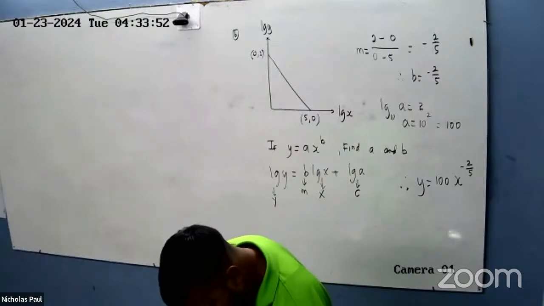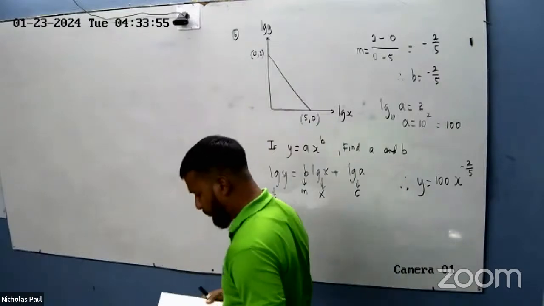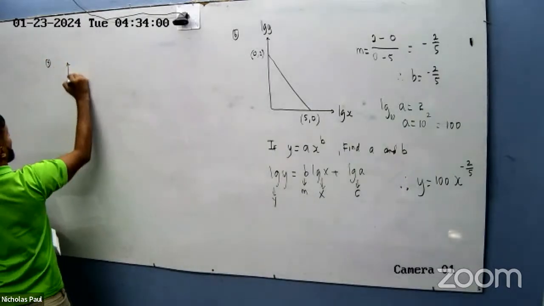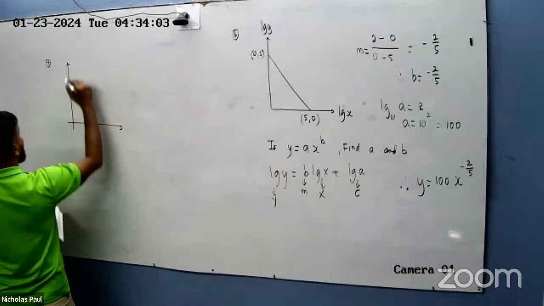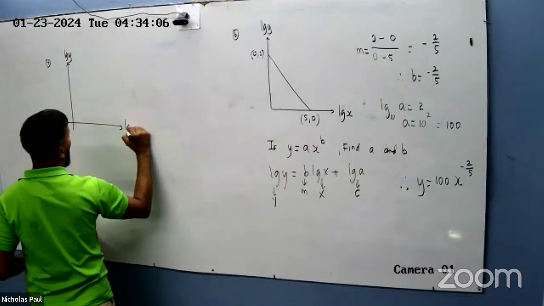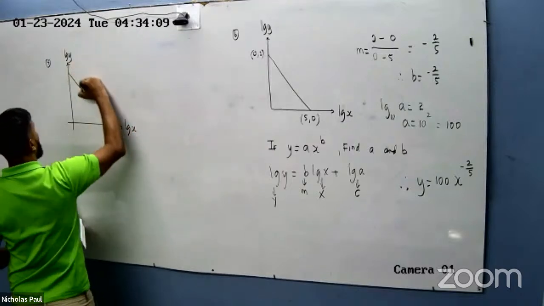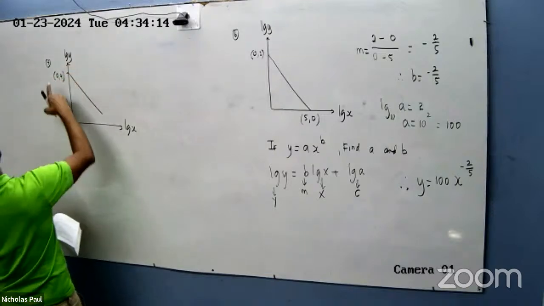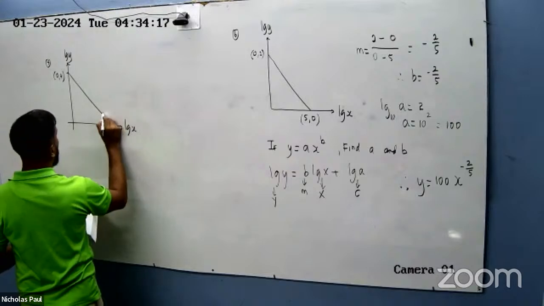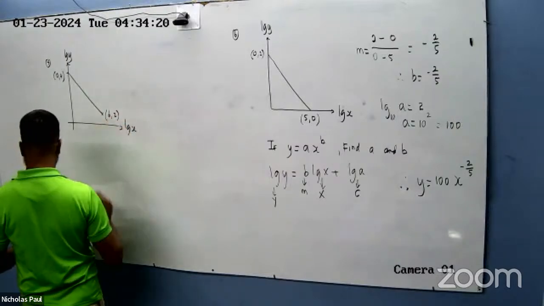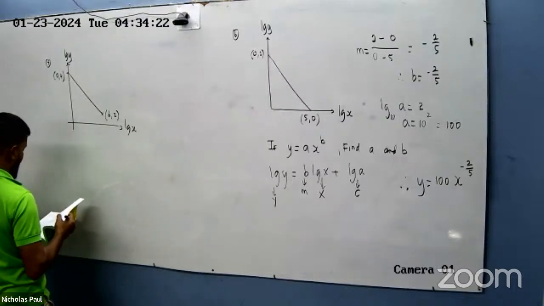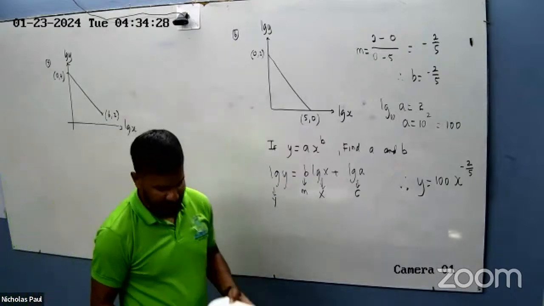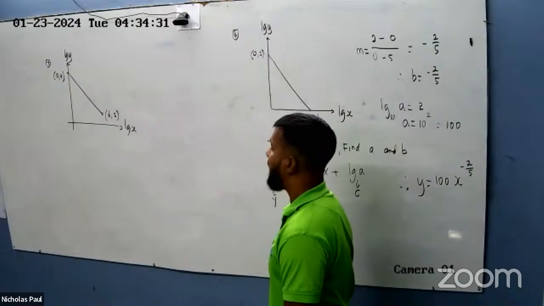Let's try our next one. This time I'll give you less information. Same graph though, log y versus log x. Same shape. Here is 0, 4, and here is 6, 2. Find y in terms of x.